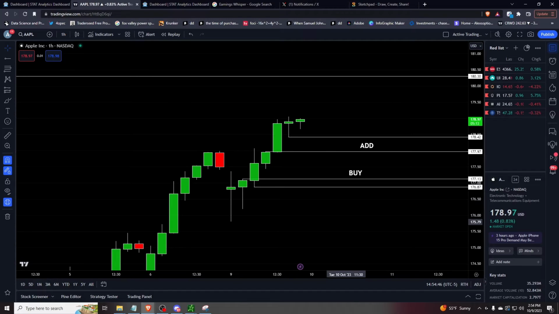Using the simultaneous break to identify institutional order flow in Apple, QQQ, DIA, and SPY.